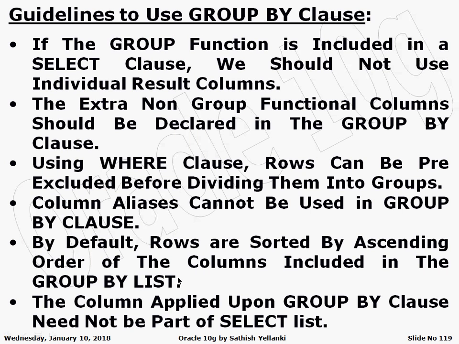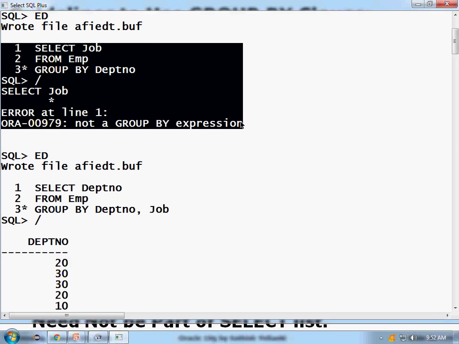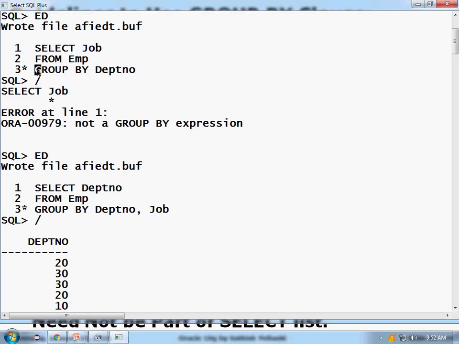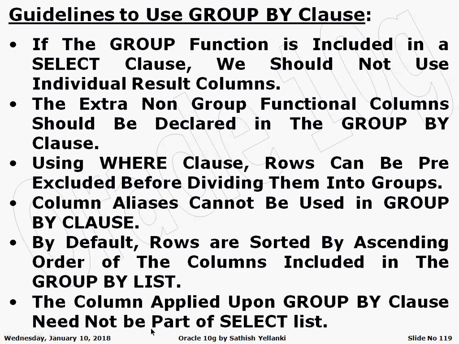You read the documentation in that last line. The column applied in group by clause need not be part of the select list. The rule is saying that the column applied in the group by clause need not be part of the select list. Reading that particular statement in the documentation, the student will get stuck here. He'll say the column participating in the group by clause need not be part of the select list, and he'll get an error. And generally the student will try 2-3 times without understanding the rule of classification, and he will think that the material is wrong.